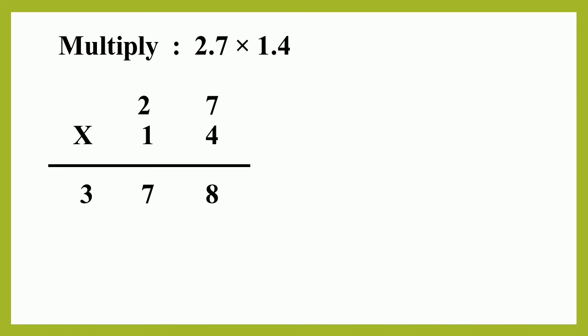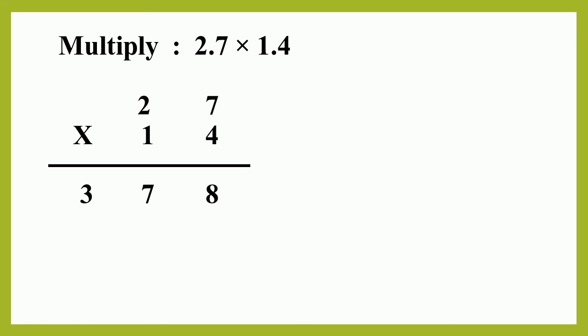Now let's see the next example. Multiply 2.7 into 1.4. The first step is to ignore the decimal point and multiply the given numbers. So the first number will be 27 and the second becomes 14. So 14 sevens are 98. We place 8 and carry 9.